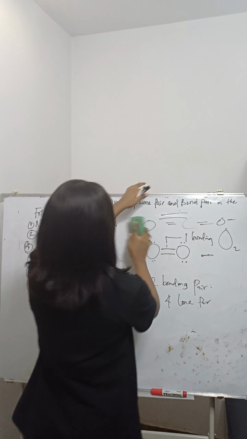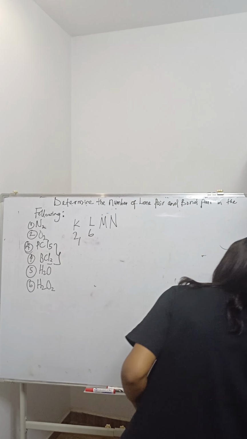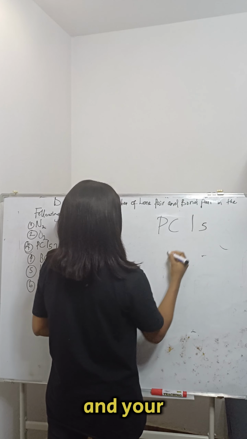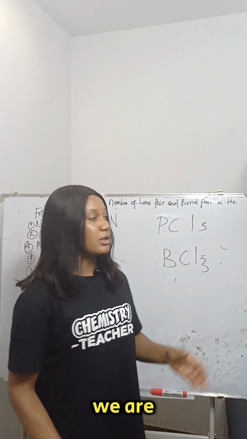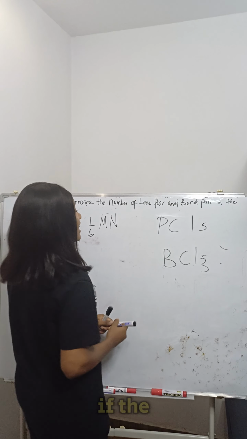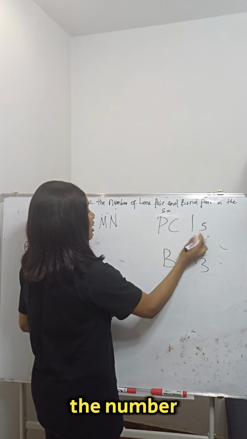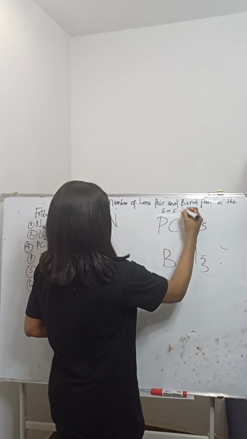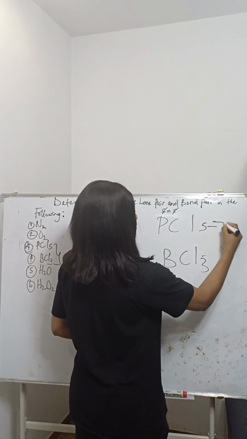All right, so now, back to this. For your PCl5 and your BCl3, I want to tell you something about the exception when we are looking for our lone pair. If the valence electron of your central atom equals the number of elements that central atom is interacting with, they would cancel out. And when they cancel out, that particular compound will have 0 lone pair.